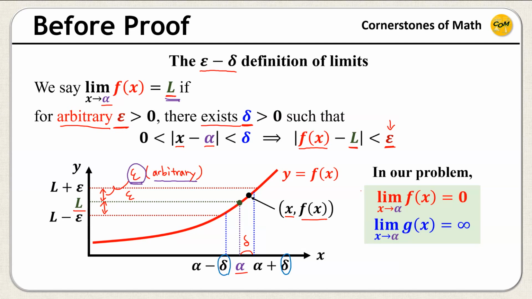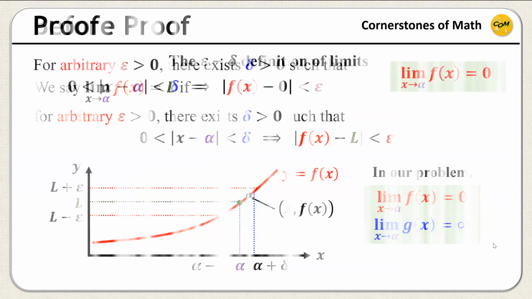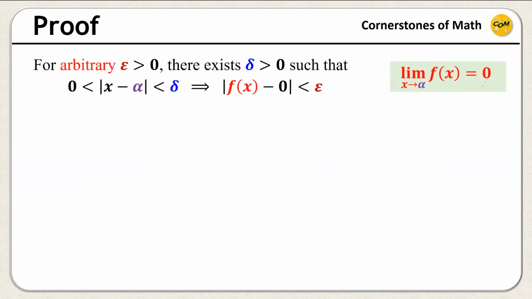Now let's use this epsilon-delta definition on the limits given in our problem, the limit of f(x) being 0 and the limit of g(x) being infinity. What would be the equivalent epsilon-delta statement for these limits? Well, the limit of f(x) being 0 can be expressed like this. For an arbitrary positive number epsilon, we can always find a positive number delta such that if the distance between x and alpha is greater than 0 and less than delta, then the distance between f(x) and 0 is less than epsilon.